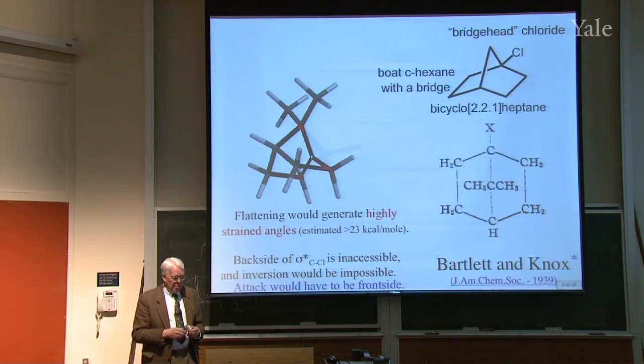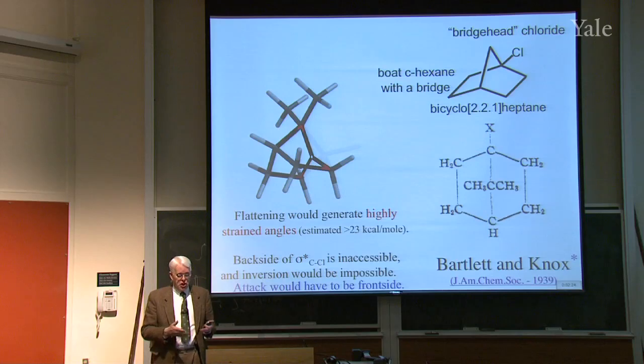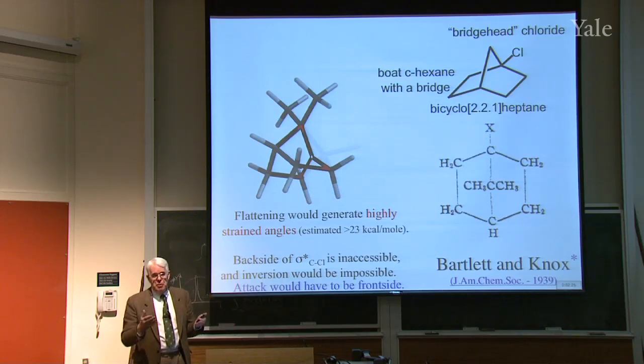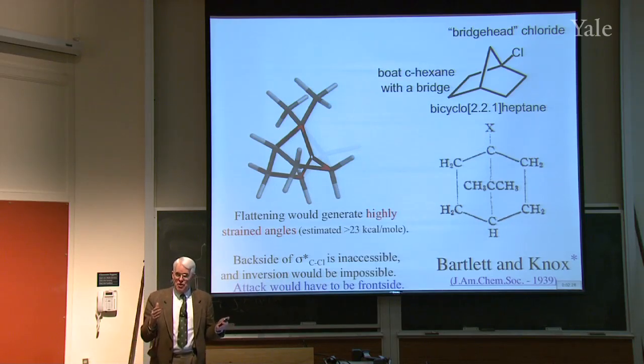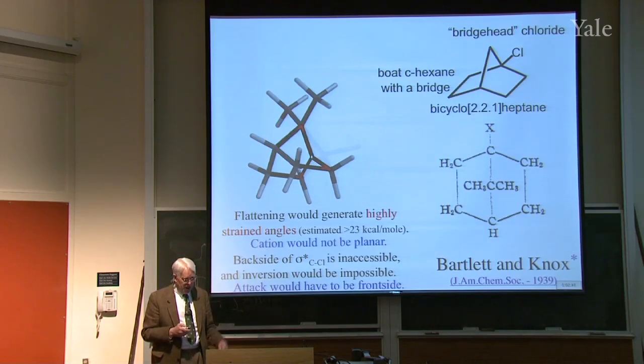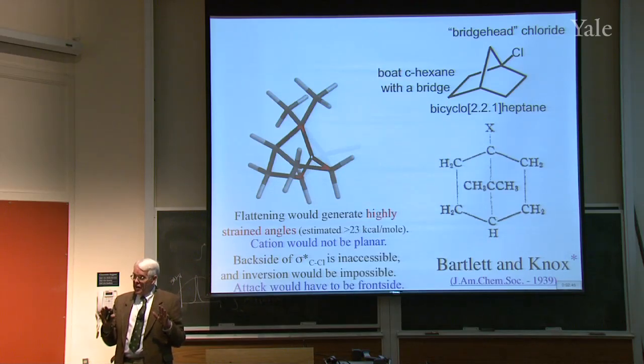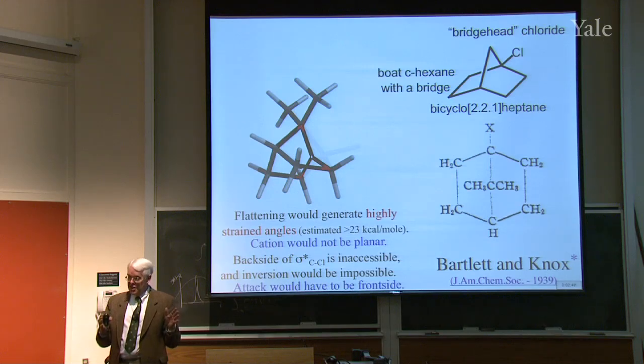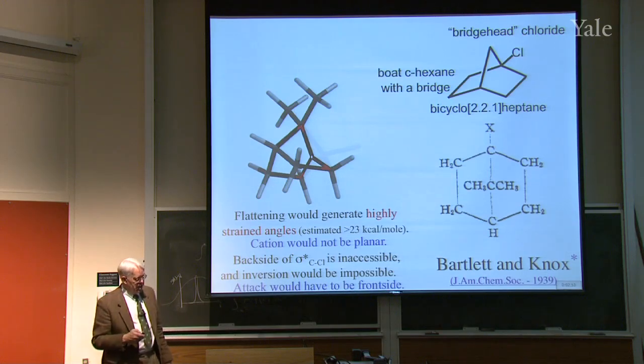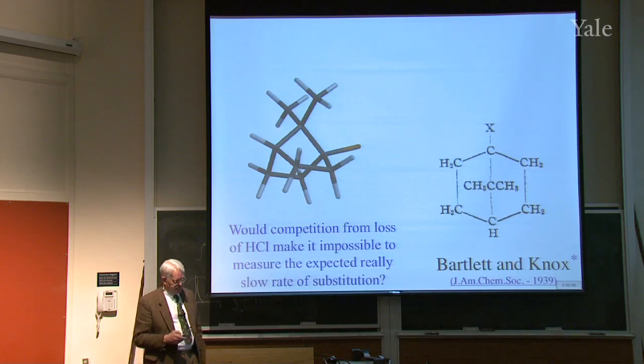And it was estimated by Bartlett and Knox that that would cost more than 23 kilocalories per mole, which 3/4 of that is 16, right? So it would be 10 to the minus 16 factor in rate, right? Forget that, okay? So they've designed the molecule so it can't go backside displacement, and it can't give the cation either, lose the chloride to generate the cation, right? So the cation, if you were to get a cation, it would have to not be planar. Otherwise it would be slowed down by 10 to the 16th fold. Okay, so they've set up to answer those two questions now.